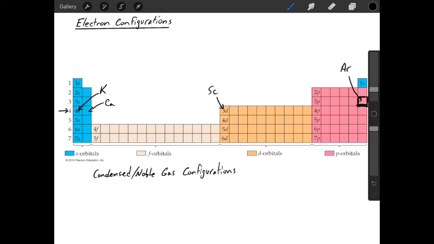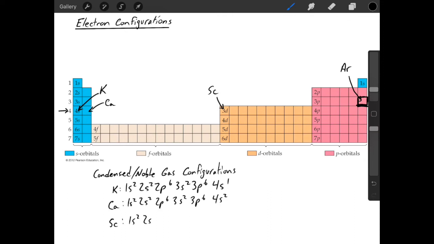We can demonstrate that by looking at potassium, calcium, and scandium. Everything in this row has the same core configuration, 1s2, 2s2, 2p6, 3s2, 3p6, and that's the configuration for argon. So one way that you can write a simplified version of the configurations is to write just the name of the noble gas in the row before it.